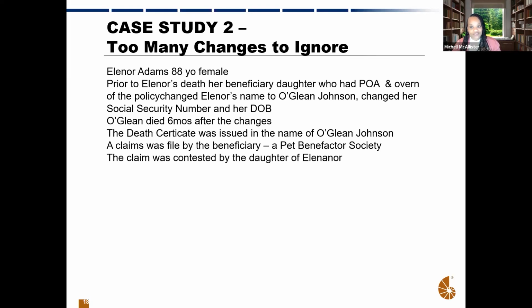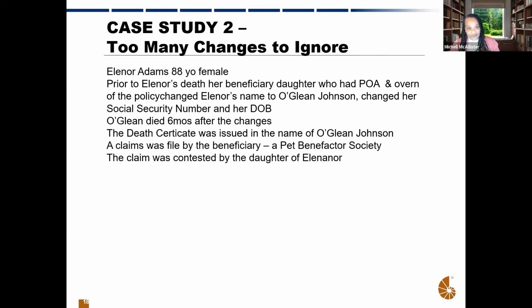Prior to Eleanor's death, her beneficiary, who was her daughter and had power of attorney, was also the owner of the policy. She changed Eleanor's name to Ogleen Johnson, changed her social security number, and changed her date of birth. Six months later, Ogleen died, and the death certificate was issued in the name of Ogleen Johnson.